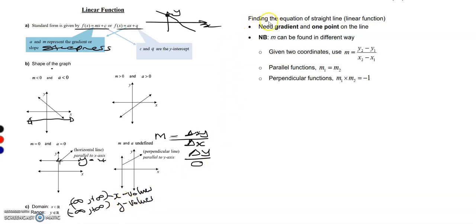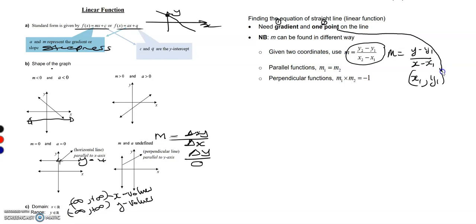Now let's look at finding the equation of a line. What do you need for the equation of a line? You only need the gradient and 1 point, then you are good to go. I'm going to use this one here, but it's the same thing. Here m = (y - y1) / (x - x1). Your coordinate will be x1 and y1. This is the 1 point that you must substitute.